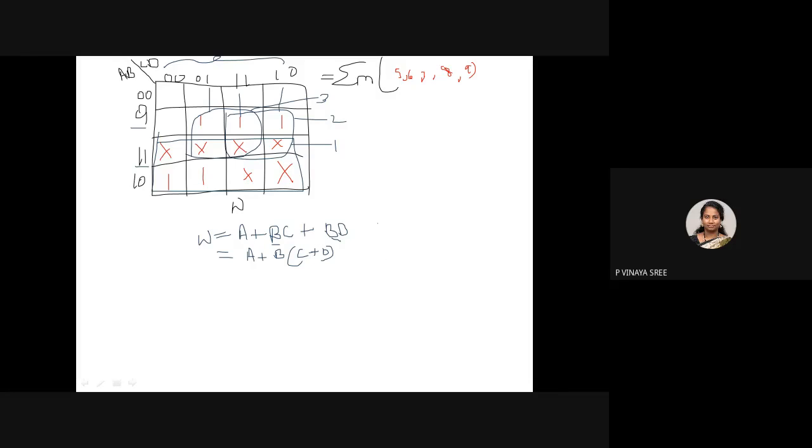I will ask you later. Next, let me go for the next output, X. I will erase this and take a new one. I need to calculate the output expression for X now. So this is your K-map.